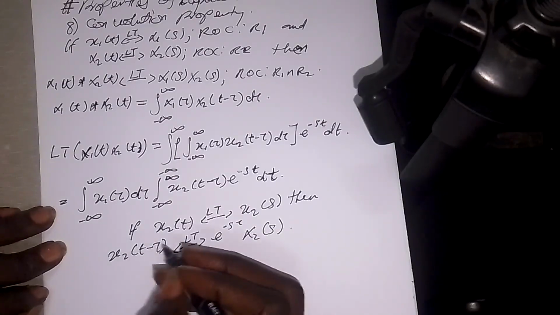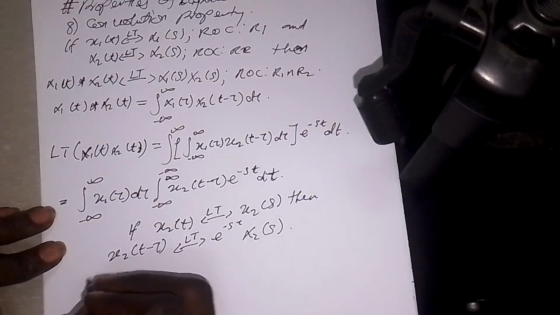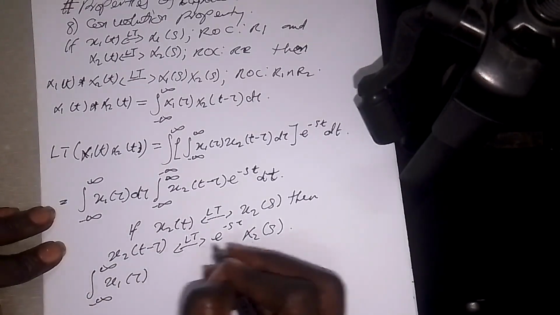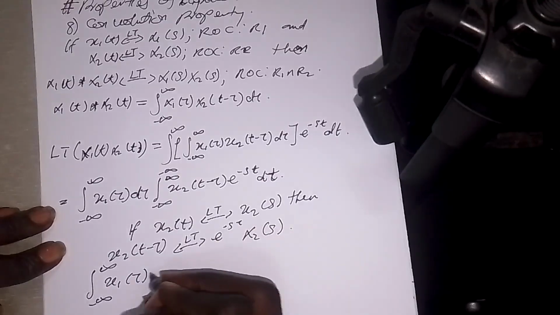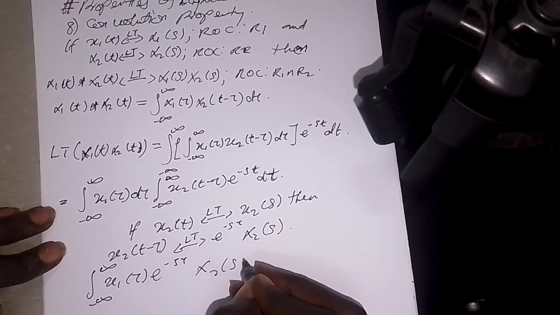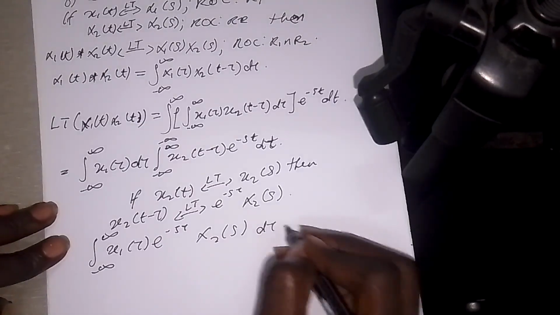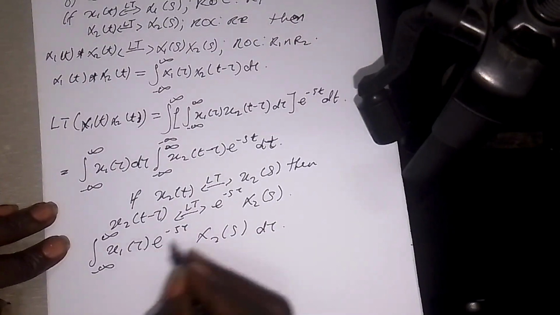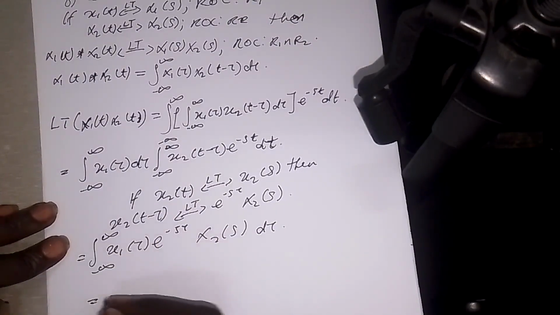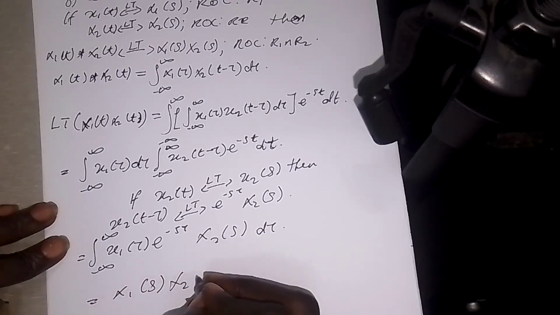Now what I can also say is that this integral I have here, x1(tau), is going to multiply this one, so e to the minus s tau times X2(s), d tau. So this one also gives me X1(s), and then this X2(s).